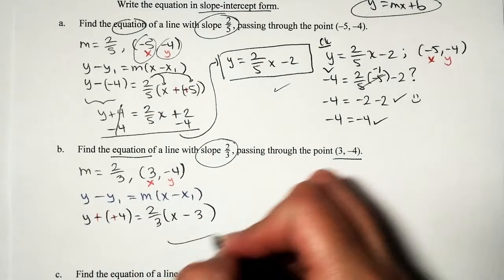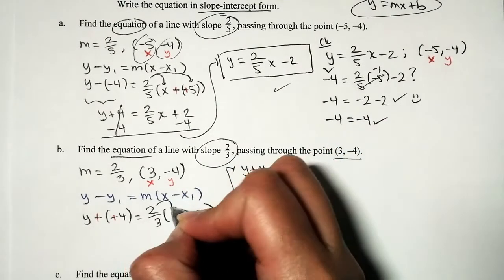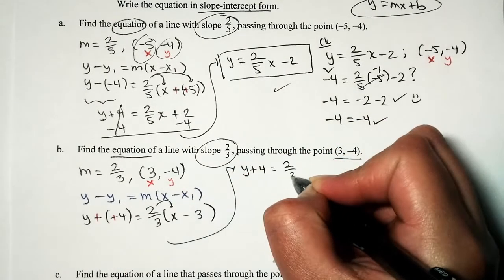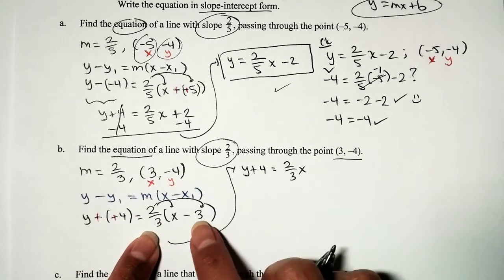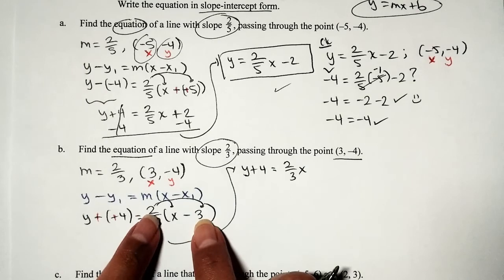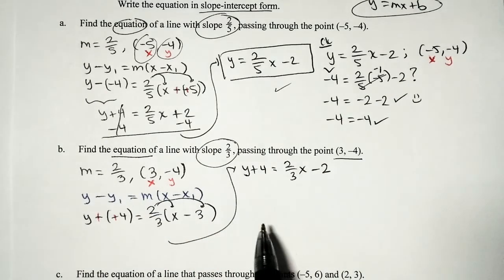Let me go ahead and put this over here. y plus 4 equals 2/3 times x, will be 2/3 times x, 2/3 times -3. 3 goes into itself once, and 1 times 2 is 2, but that will be -2. Is it the same problem? Kind of looks like it.